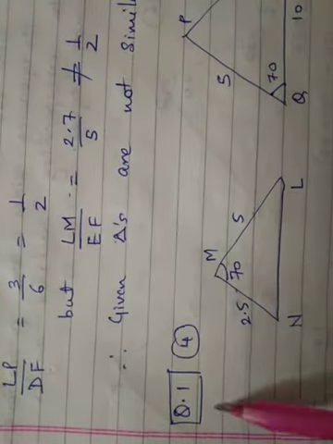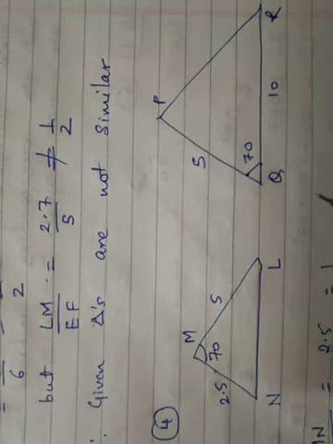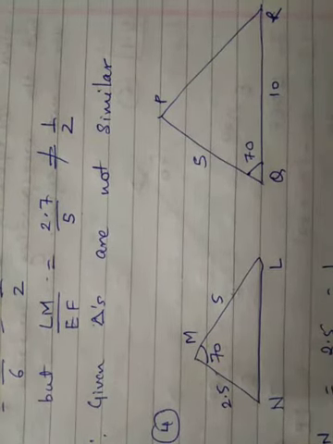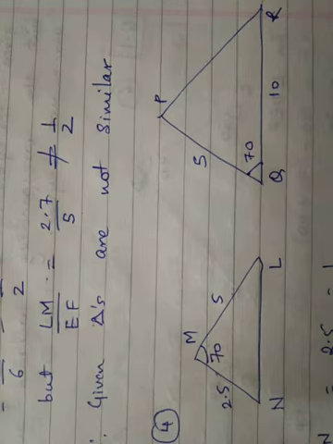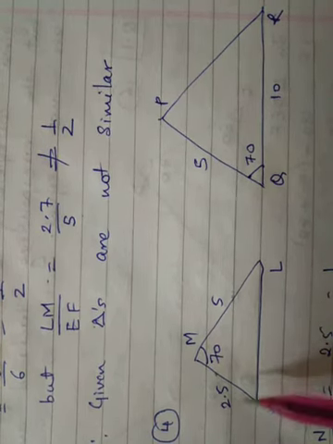Now we go to question 1, the fourth sub question. Now they have given us two triangles and again asked the same question. Are the two triangles similar to each other? So let us see now. I have some sides given to us over here.